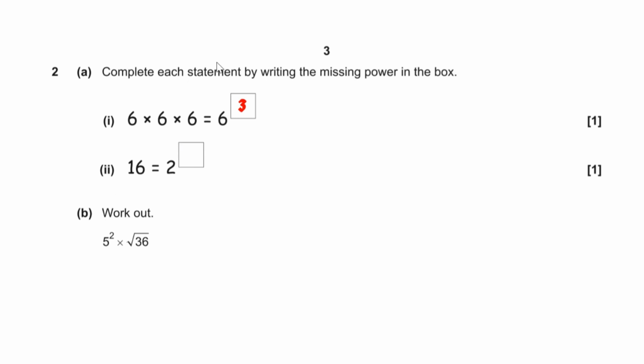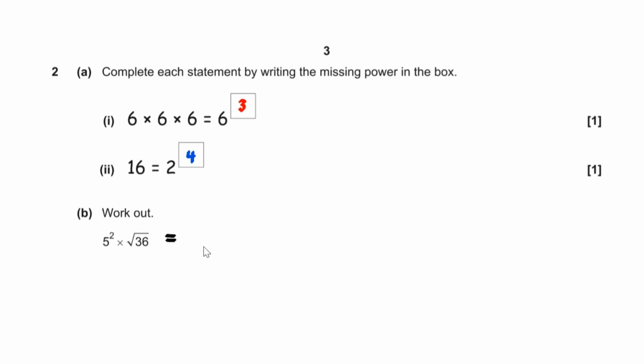For the next part, 16 equals 2 to the power of something. If I multiply 2 by itself 4 times, I get 16. So 2 raised to the power of 4 gives 16. For part B, we have to work out 5 squared multiplied by the square root of 36.